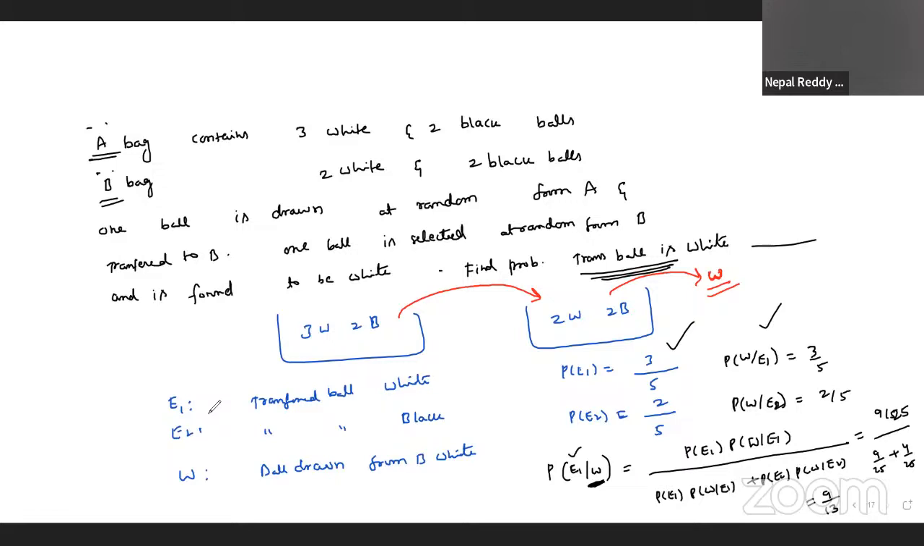Next, after transfer, now you have to select a white ball. So, probability of W given E1. Actually, there are four balls. When you select one ball from A, then it contains 5 balls. So the denominator becomes 5. Now, since E1 is the white ball, there are total 3 white balls now after transfer. So in the numerator you have 3.